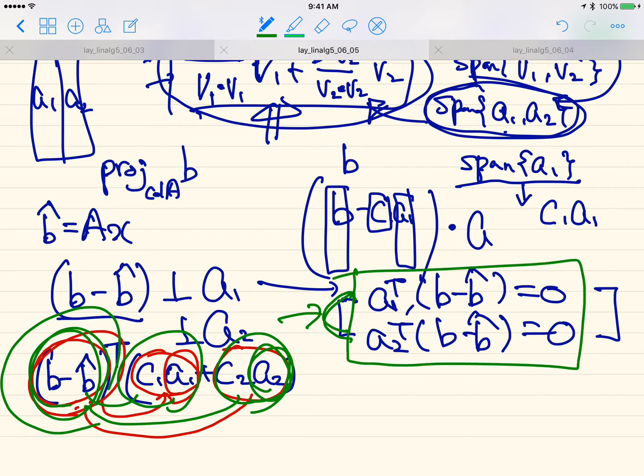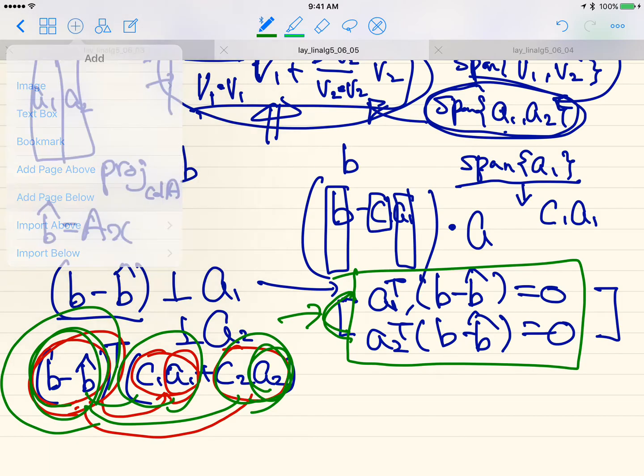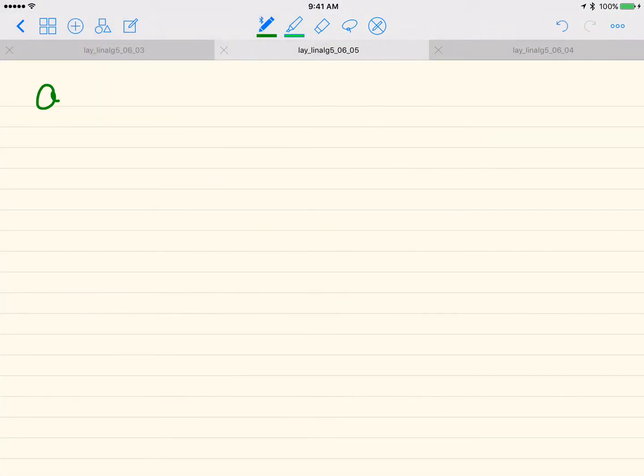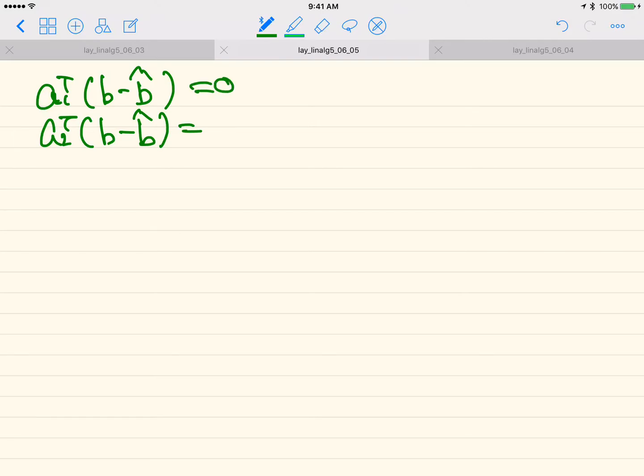Okay, so these two conditions are now represented in matrix form. Again, A1 transpose (B minus B hat) and A2 transpose (B minus B hat) should be 0, right? And then let's combine these two equations into just one single equation. How can we do that? We will do this kind of trick.